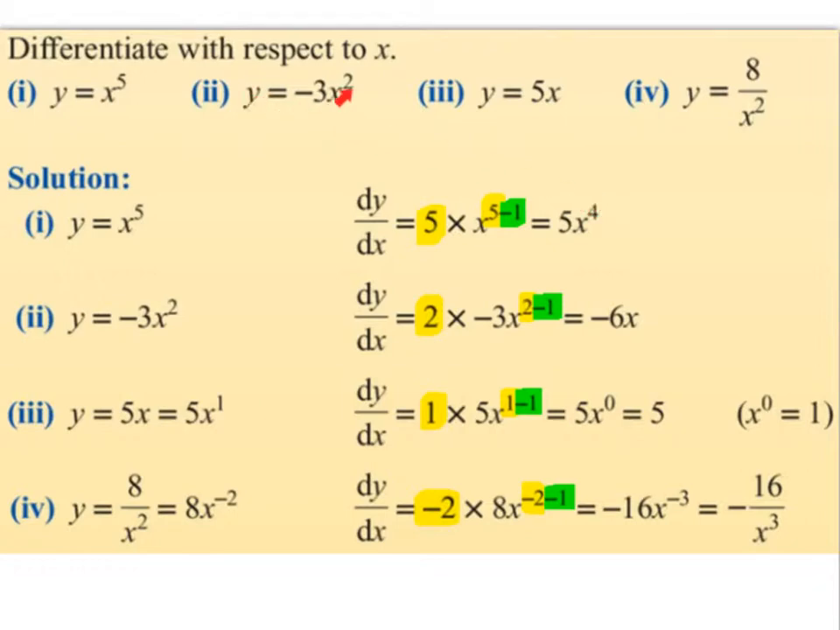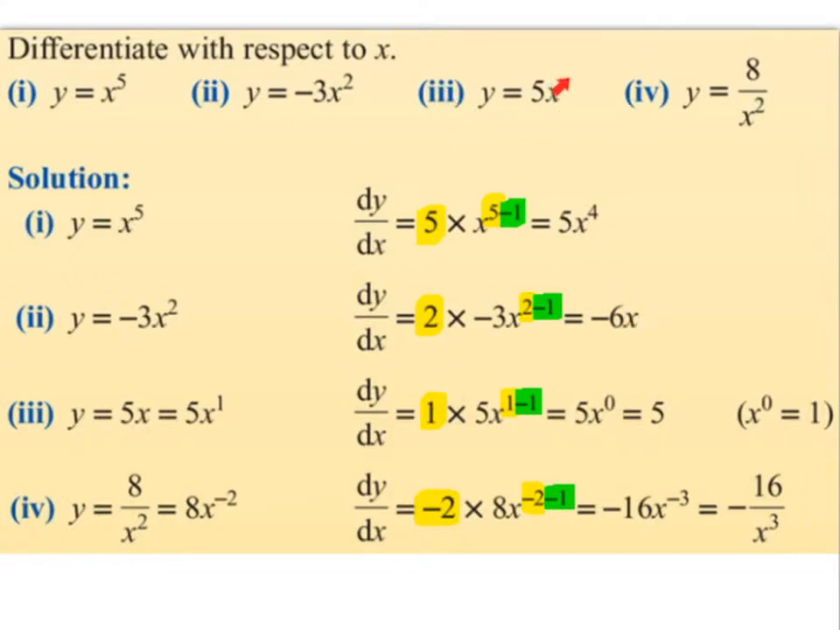Part 2, y equals minus 3x squared. So we bring the power down in front, the 2 comes down in front, we reduce the power by 1. So we have 2 times minus 3 is minus 6, we stick on the x, and 2 minus 1 is 1, and 6x to the power of 1 is just 6x, so we end up with minus 6x.